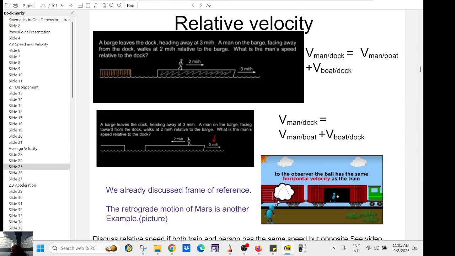Question. Relative to the dock, would the man be appearing to move backward? Yes, that's why it's -2. That's why it's 3, -2, because it's moving to the left. So the man relative to the boat is -2, and the boat relative to the dock is 3. So 3 minus 2. Okay, but it makes sense, right? Because you are not going to move away from the dock as fast if you are moving toward the dock. So that's why you need to subtract.